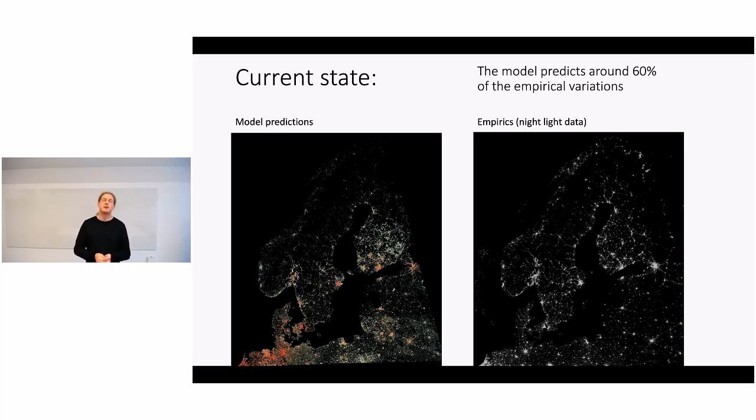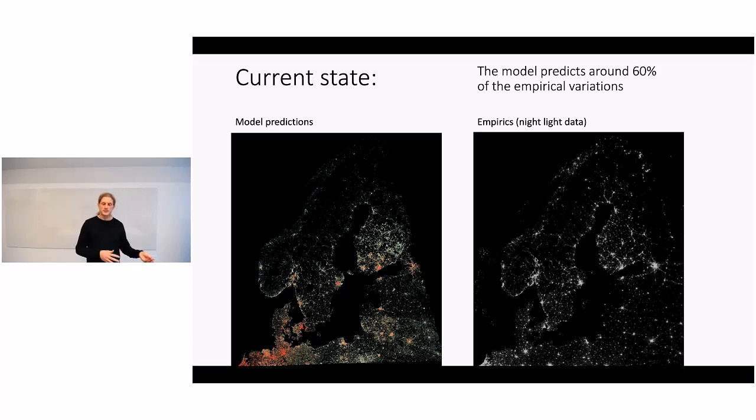So of course we are aiming at reaching higher values. We want to explain more of the empirical variation, and hopefully we will achieve that in the future. But we are quite happy with 60% because we have so few parameters, basically the infrastructure and just the local conditions, which is just buildable land. So of course you can take this model, you can add more parameters, and then you can explain more of the empirical variations.